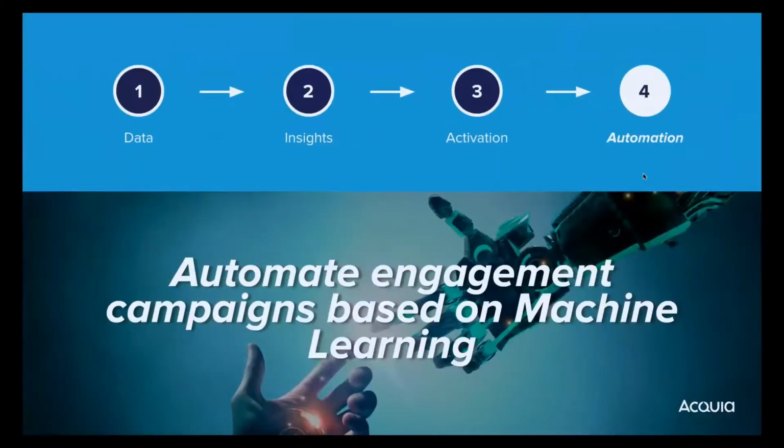So again, we were able to go through the process from start to finish. We understood the data that was available to us at a micro, individual level. We were able to drive insights and understanding as we laddered up and looked at this on a more broad basis. We were able to then activate this data using a rules-based approach. But then we were also able to automate and create automated engagement campaigns based on machine learning.